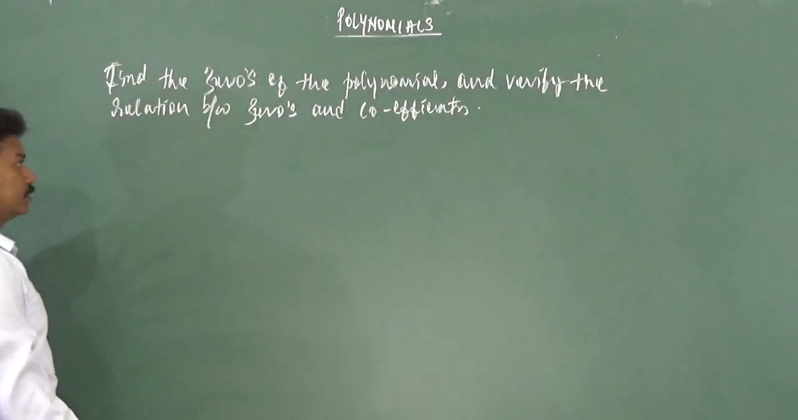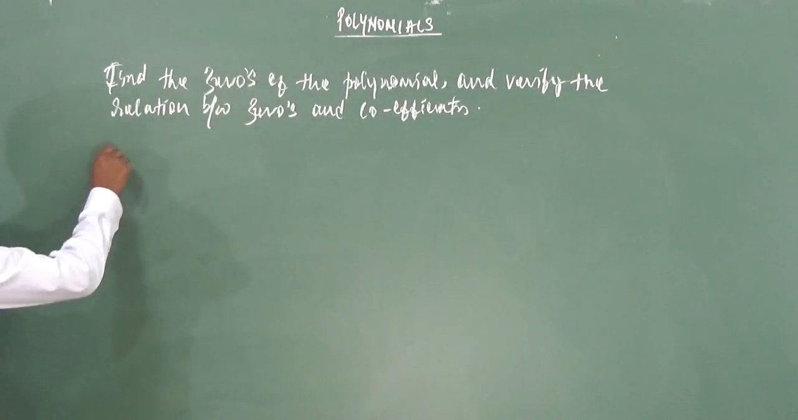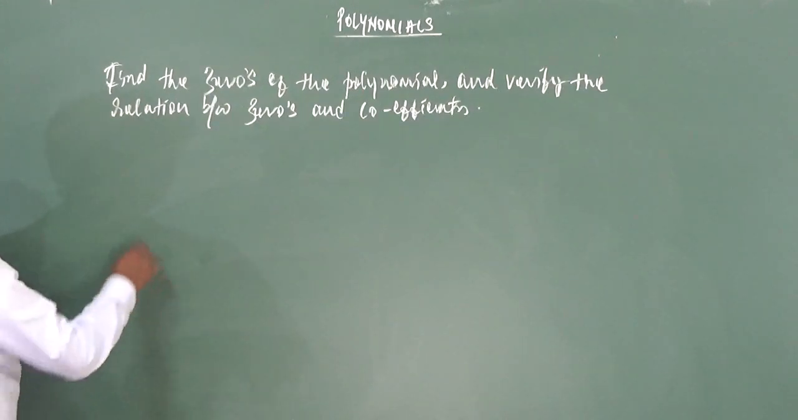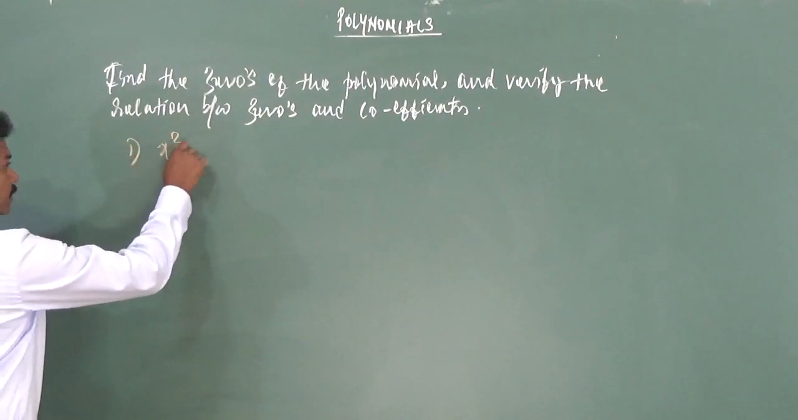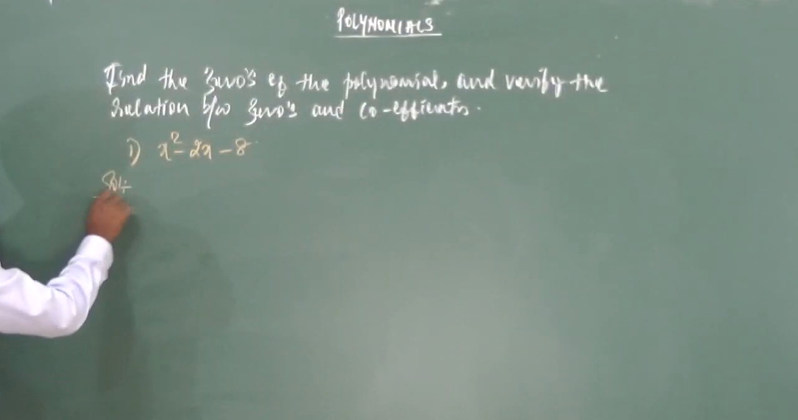Verify the relation between the zeros and coefficients. So we will go with the first problem here. The first problem is x square minus 2x minus 8. So this is the given problem for you, right?